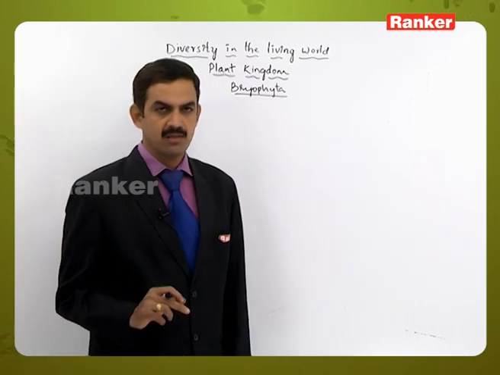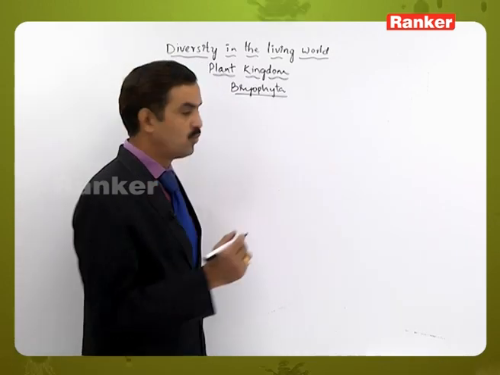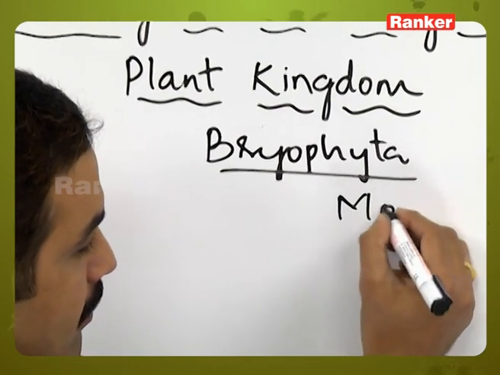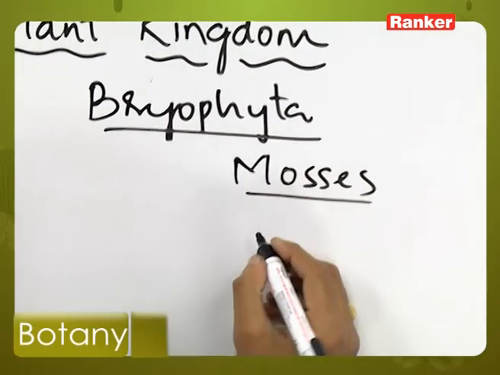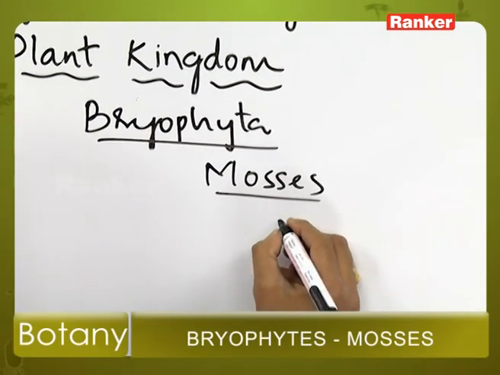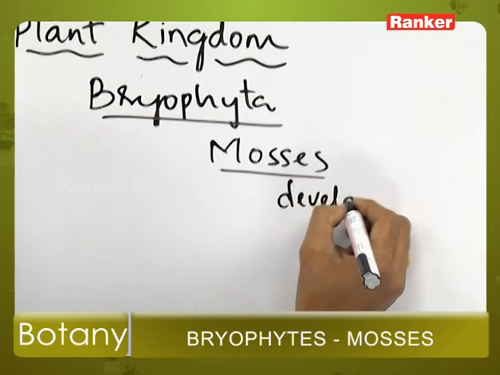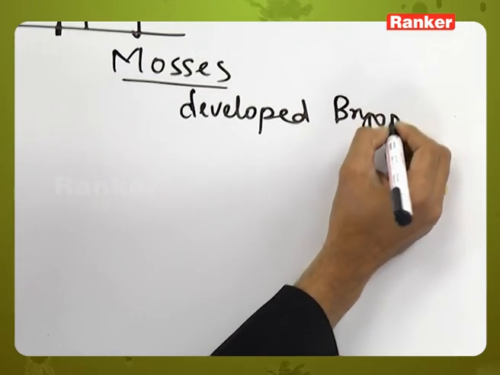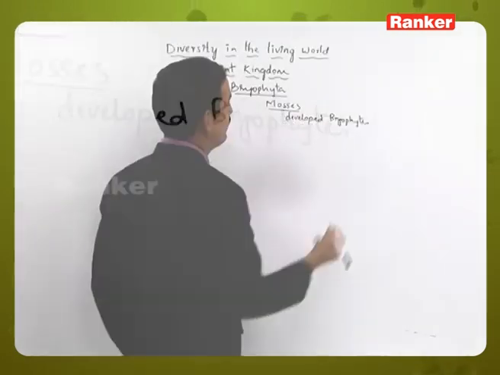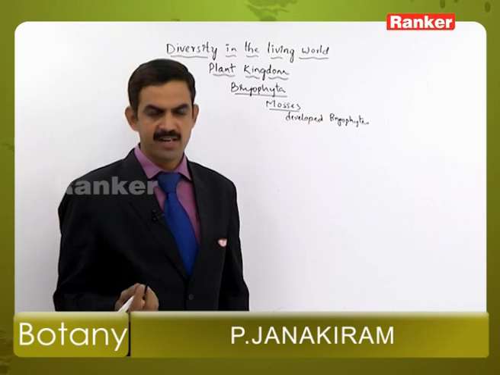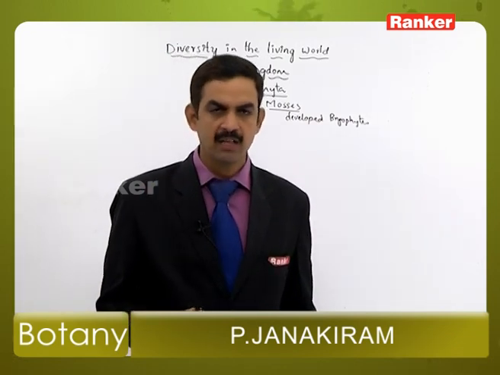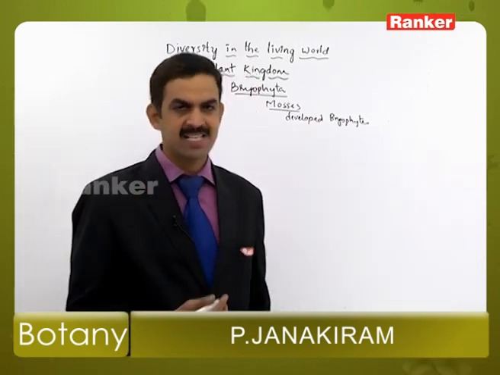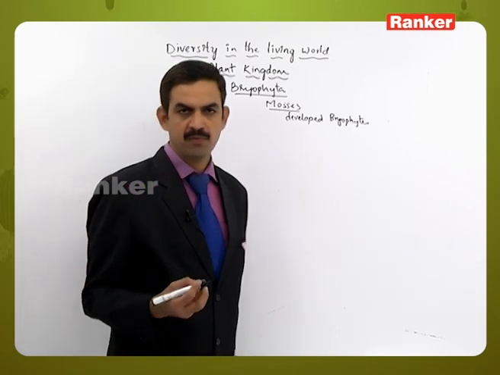In bryophytes, the third class is Bryopsida, which includes mosses. Mosses are considered to be the most developed Bryophyta group of organisms. Here also the two generations are there, gametophyte and sporophyte. The gametophyte is the dominant stage, as in the other Bryophyta group of individuals.